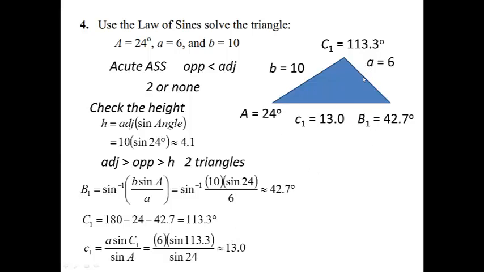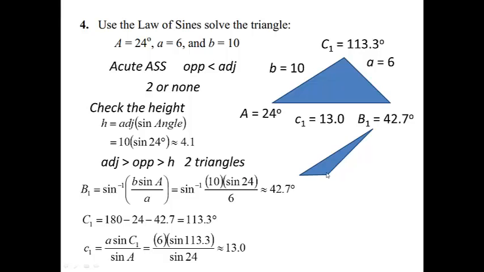Now when I flip this side 6, opposite side over here, the length of 6, flip it over here, I get this triangle. I still get a 24-degree angle in here, 10, and still 6. So I still have the same information up here, except now all the angles are going to be all messed up, and the side C is going to be messed up.